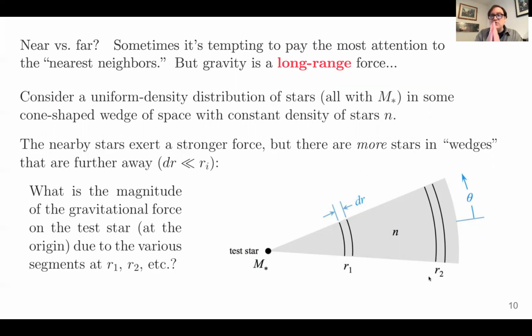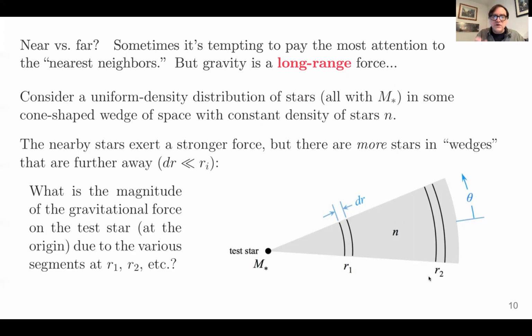Now, I'm creating this wedge just as a convenience so that we don't have to worry about vector forces. In other words, if theta, the opening angle of this wedge, is small, then pretty much all the forces from these other stars are going to pull our test star in the same direction, to the right in this diagram. If theta was big, if it goes up to 90 degrees or 180 degrees, then we'll have to worry about vector cancellation from the different directions. But here, let's keep it small. So let's just worry about magnitudes of the force in that same direction to the right here.